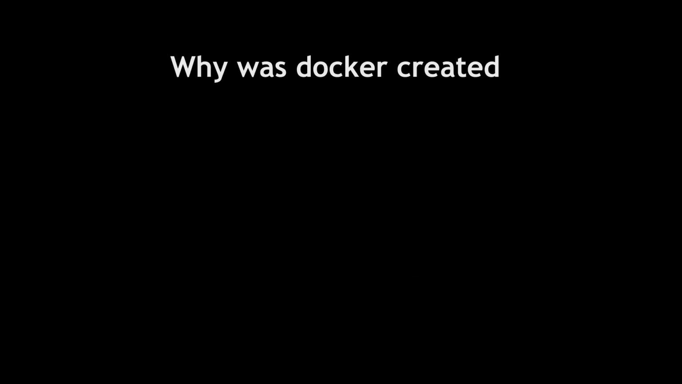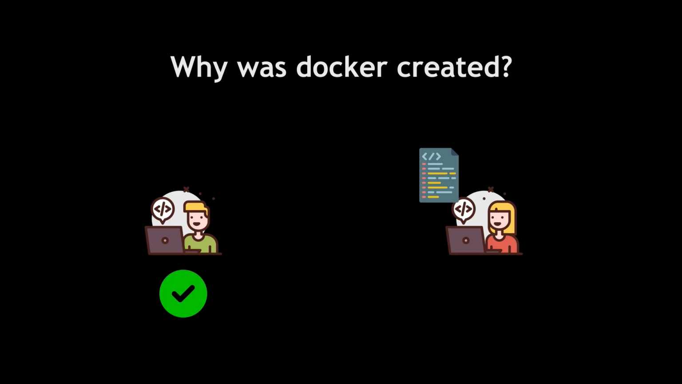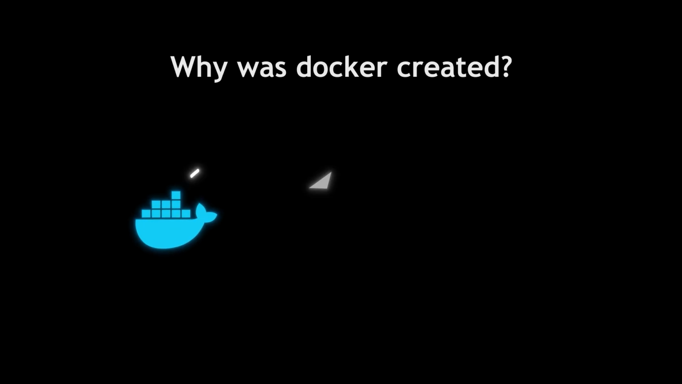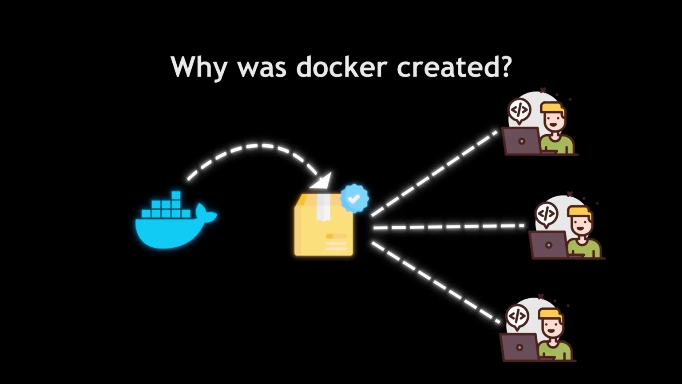Why was Docker created? Before Docker, developers said, "It works on my machine," but when code was moved to another computer or server, it often broke because of missing software, different versions, etc. Docker was created to package the app with everything it needs to run and make sure it works the same everywhere.